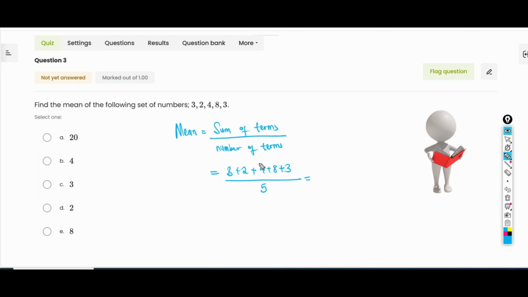Okay, so 3 plus 2 is 5. 5 plus 4 is 9. 9 plus 8 is 17. 17 plus 3 is 20. So this is 20 divided by 5, which gives 4. That's option B.